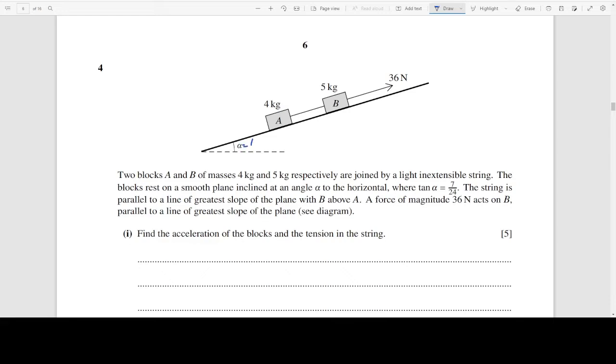So we have alpha is tan inverse of 7 upon 24. The string is parallel to a line of greatest slope of the plane with B above A. A force of magnitude 36 Newton acts on B, parallel to the line of greatest slope. Find the acceleration of the blocks and the tension in the string.